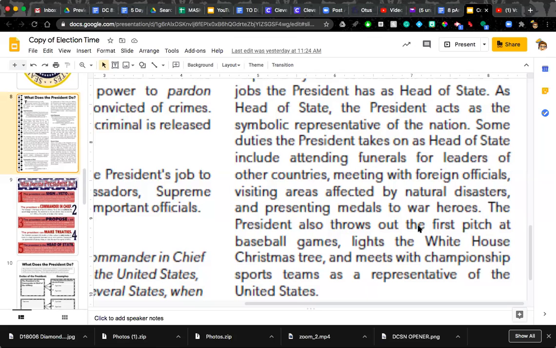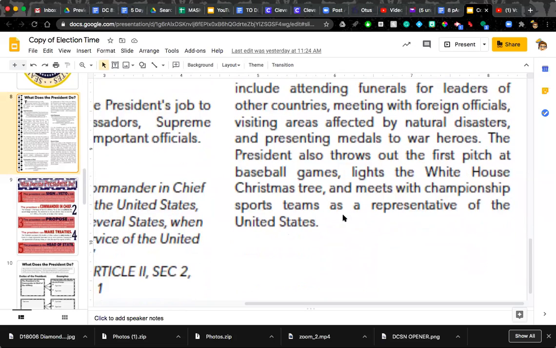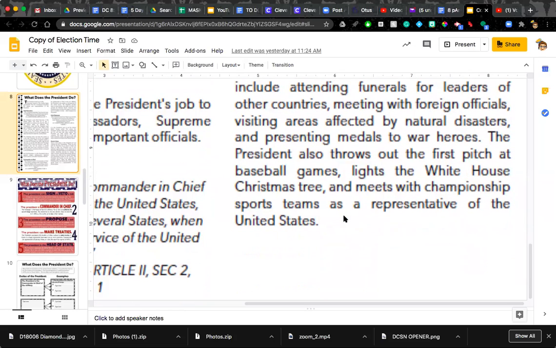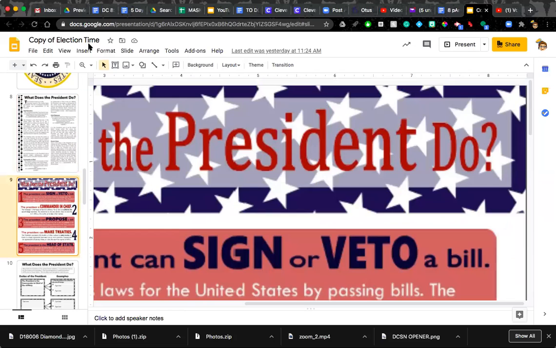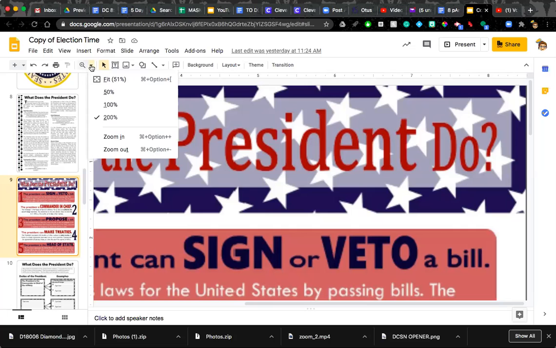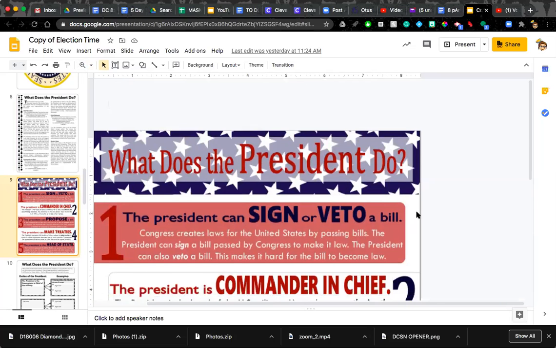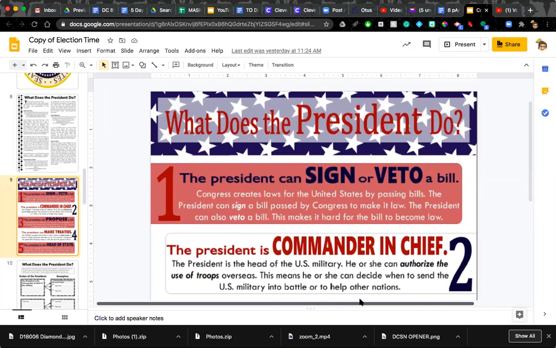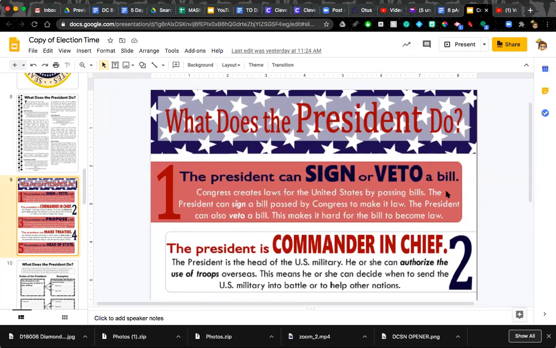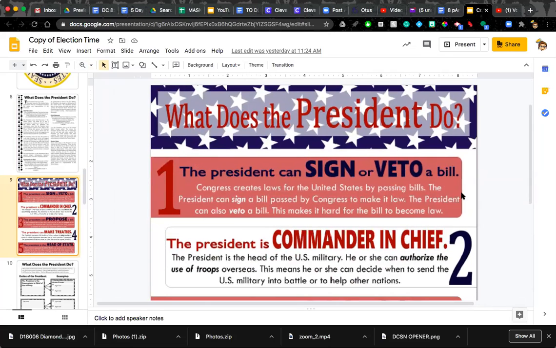So a lot of those public things are what we often see the president doing, the actions he's taking. All right, my favorite, let's hop on down to our infographic here. That's gonna take all of that information we just read about and show us in a little more organized type of manner. So what does the president do? He can sign or veto a bill.